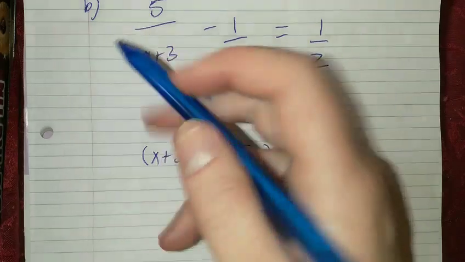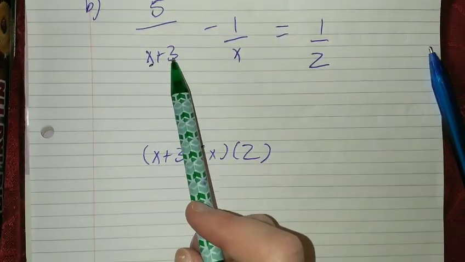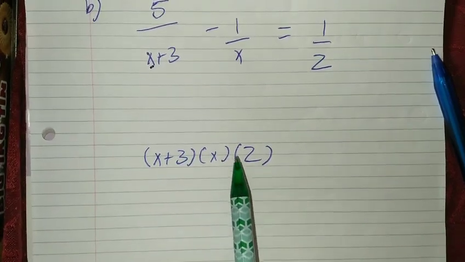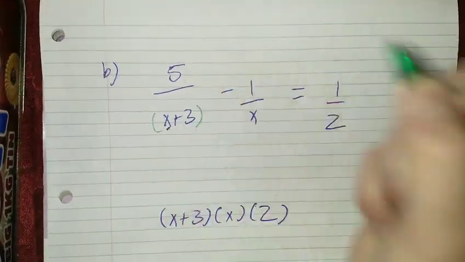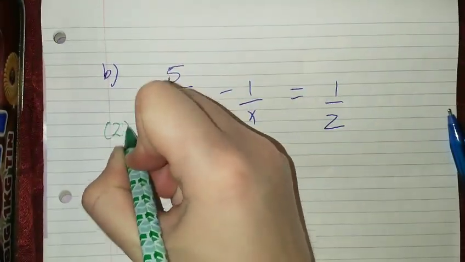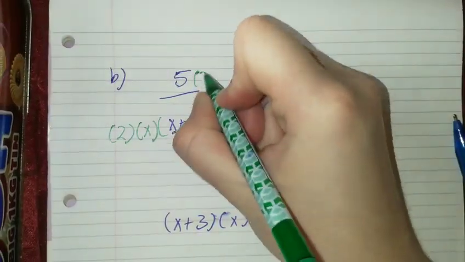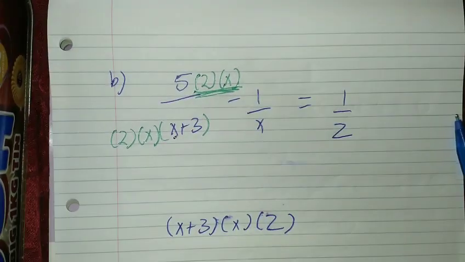So if I'm to change this common denominator to x plus 3 by x by 2, well, what am I going to have to change on the bottom? I already have an x plus 3, so I'm going to have to multiply it by a 2 and by an x. So now I have to multiply the top by a 2 and by the x. Whatever I change on the bottom, I have to change on the top.